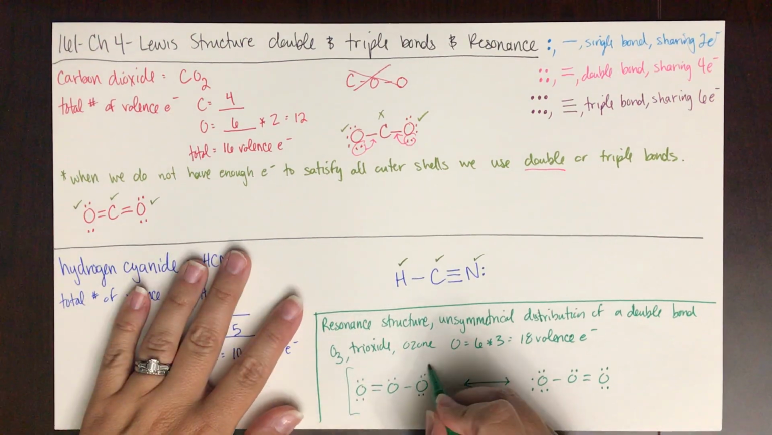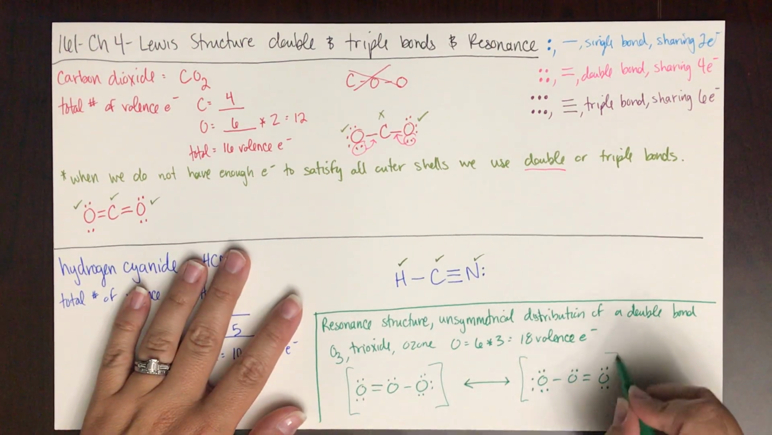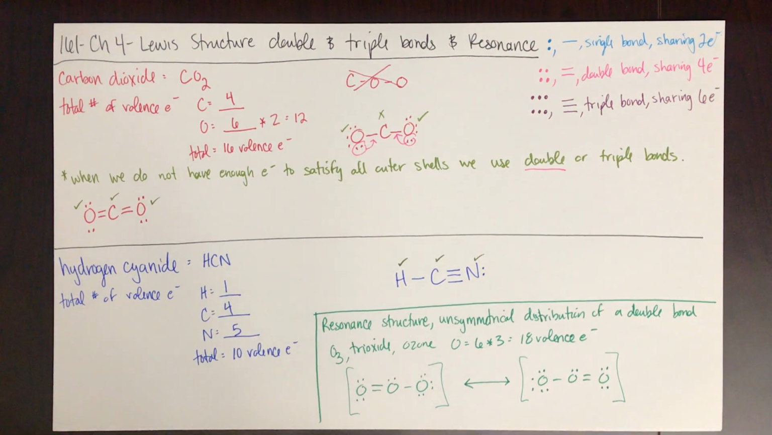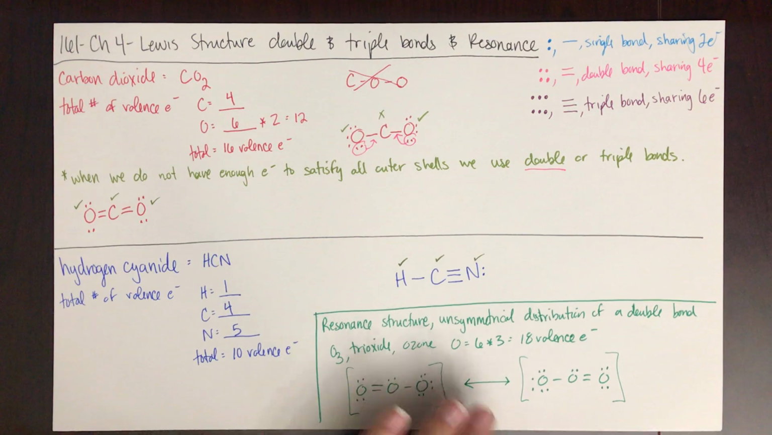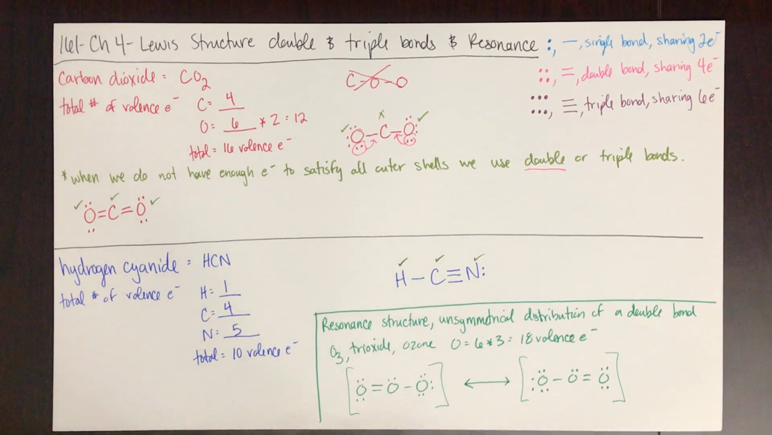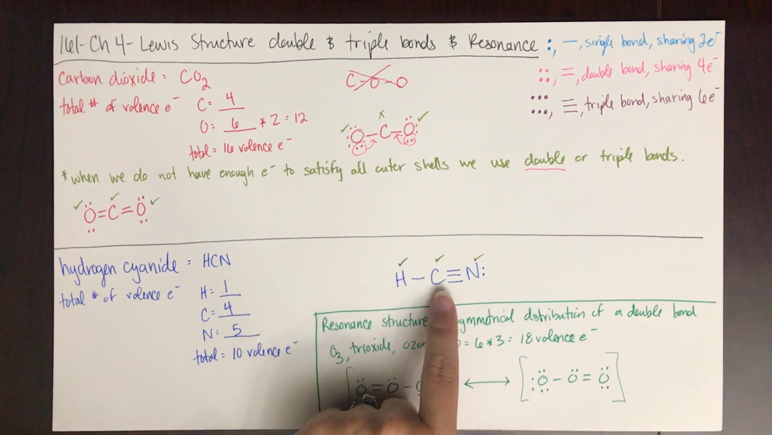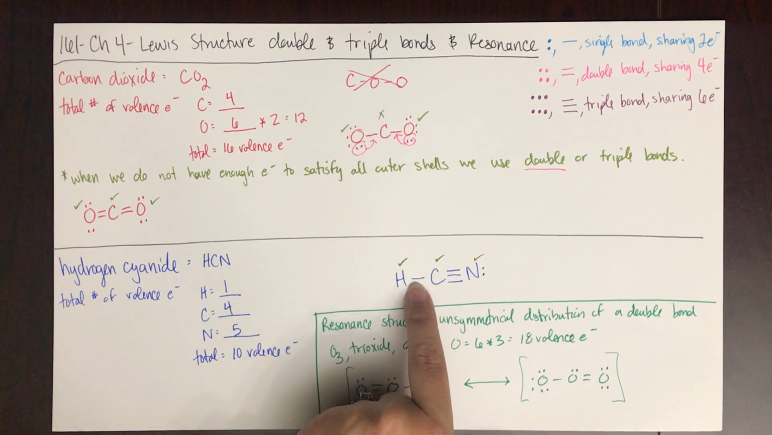Most of the time you will see resonance structures in brackets like this. Anytime there's more than one position where that double bond could be, then you have to draw all of the positions to show the resonance structure. This up here, hydrogen cyanide, does not have a resonance structure because you could not have a triple bond between hydrogen and carbon, because hydrogen only wants to make one bond. So this does not have a resonance structure.